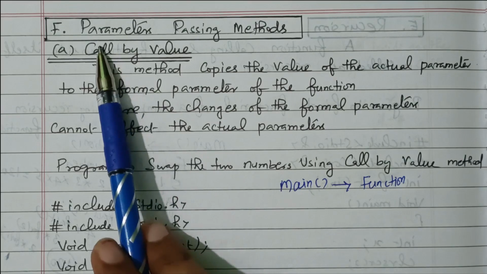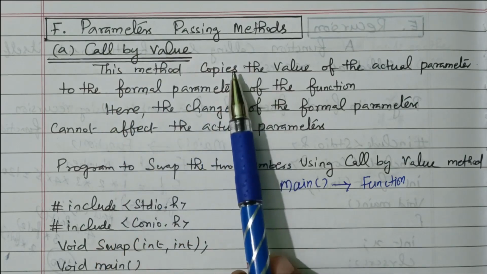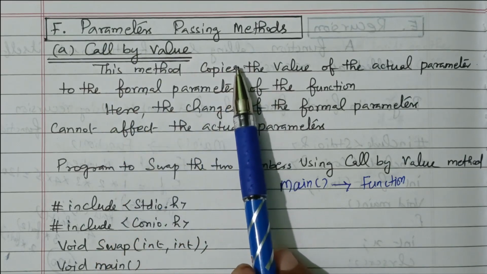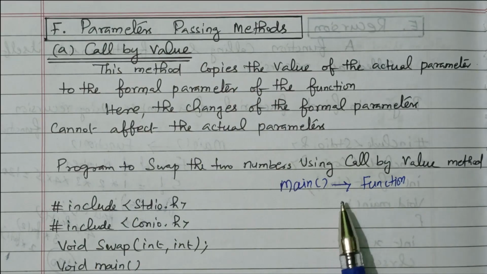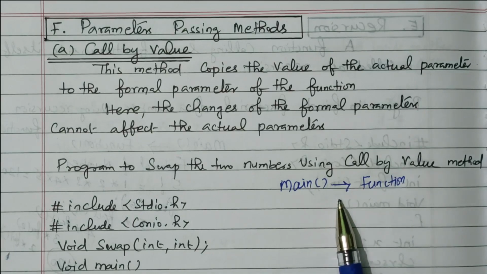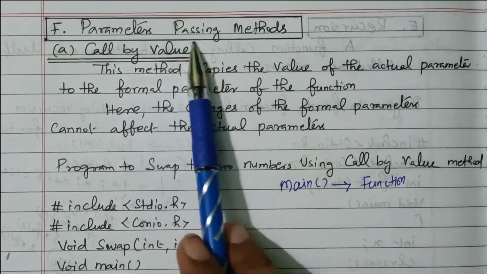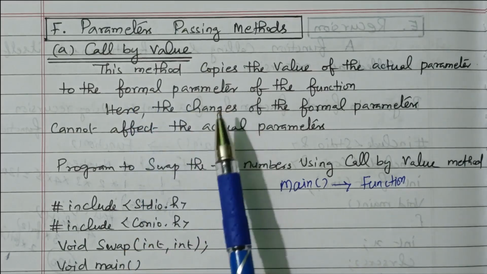In this, how are we passing the parameters? What are the methods available for passing the parameters from the main program to the function? That we are going to discuss. These 4 categories of function prototype, with argument with return value, with argument without return value, and so on, have separate videos available. This video deals with the parameter passing methods.